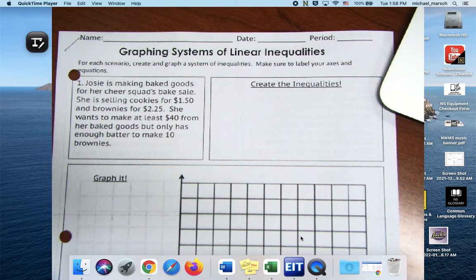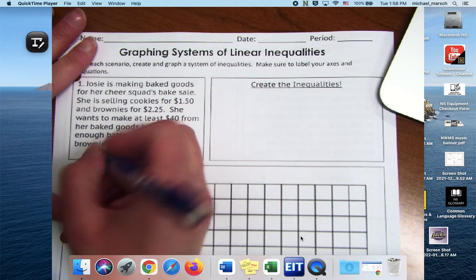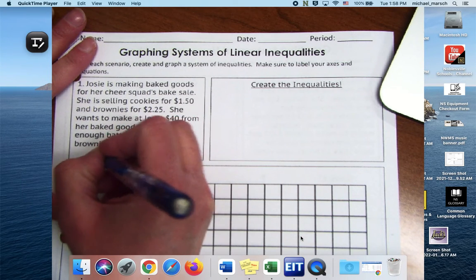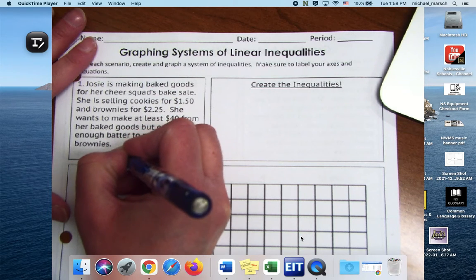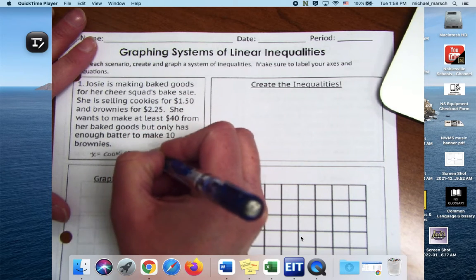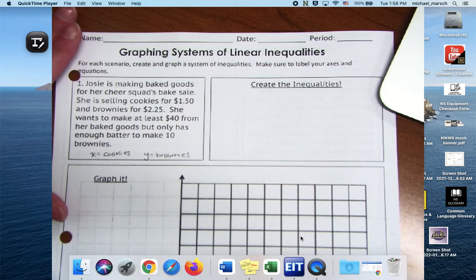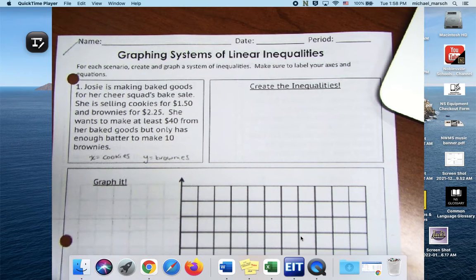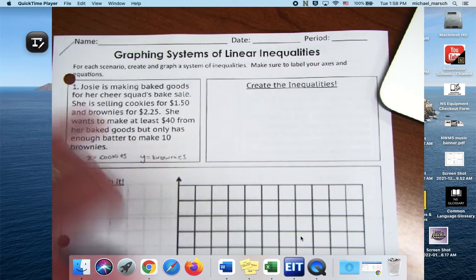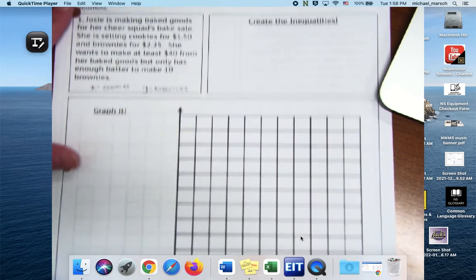Lots of information there. Okay, so we're going to go ahead and identify that X is going to be cookies. Y is going to be brownies. So just like we did with the systems of equations, we have to decide what's going to be my X, what's going to be my Y. Because we don't want to use weird letters in our equations, then it gets confusing. This also helps with labeling our X and Y axis.